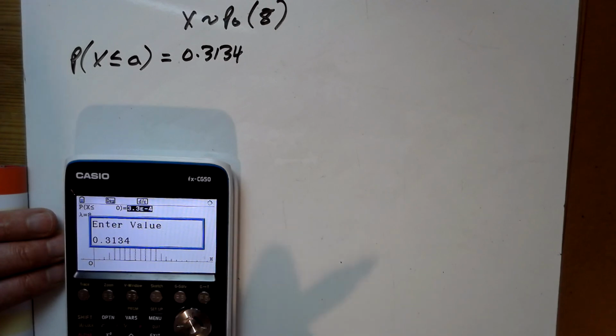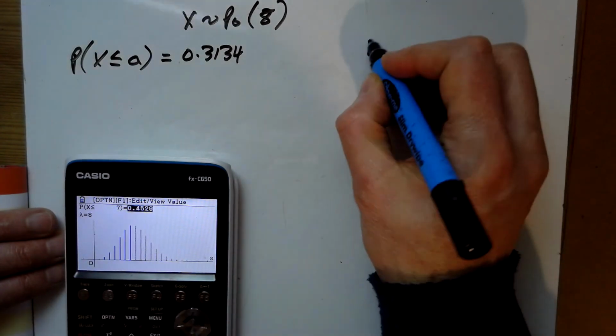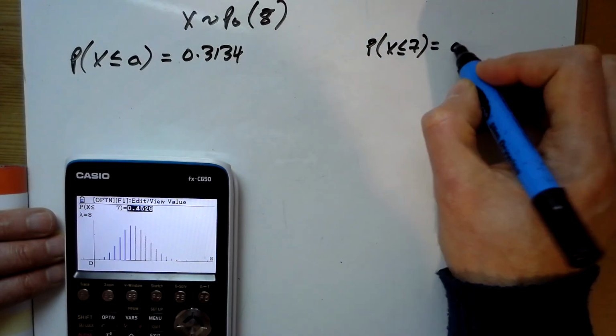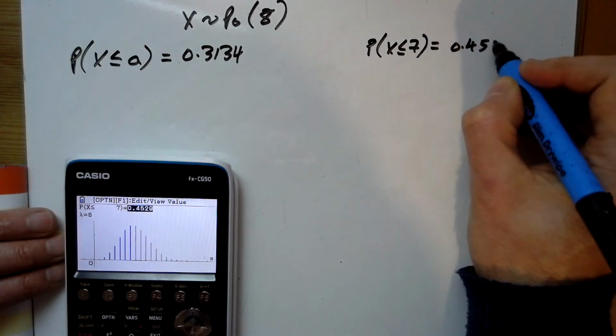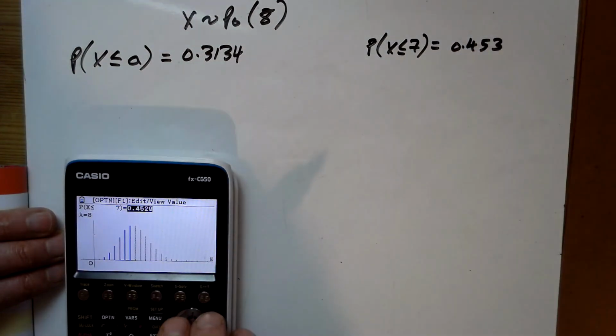0.3134. So if you put that in, it gives you something close to it. And I'd write this down. The probability that x is less than or equal to 7 equals 0.453. It often does that. It just rounds it up 1. So now that's too much.